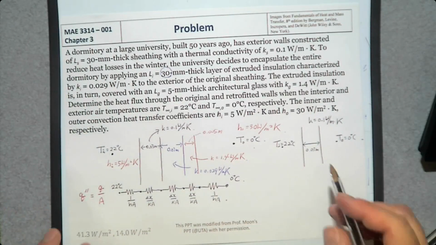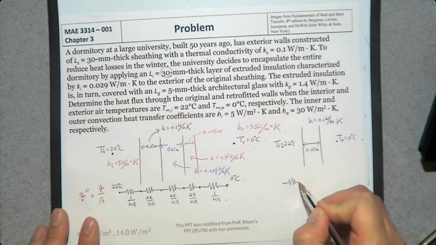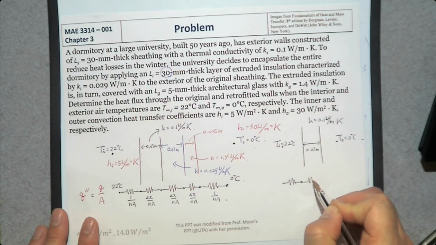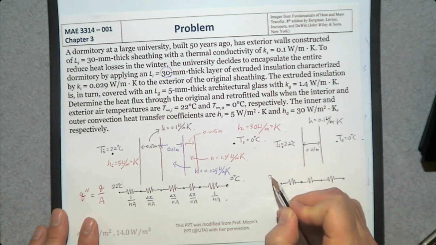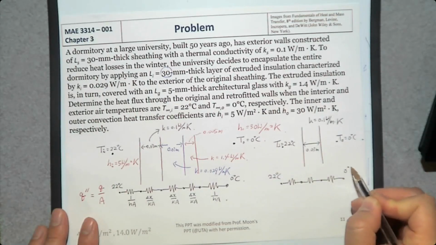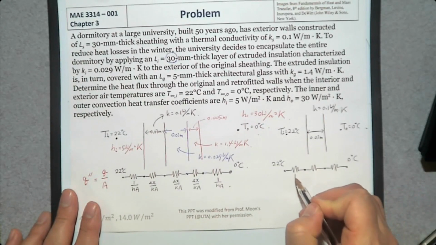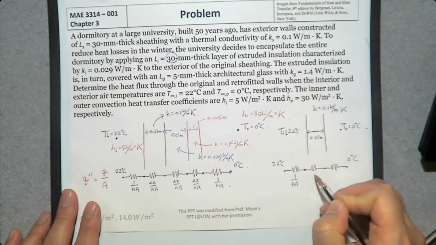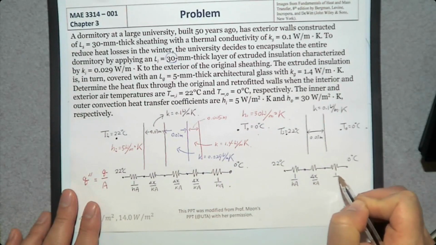What about here, this original wall? We have only 3 resistances: convection, conduction, and convection. We have 2 temperatures, 22 degrees Celsius and 0 degrees Celsius. So the convection resistance is going to be 1 over hA, conduction, delta X over kA, and convection, 1 over hA.